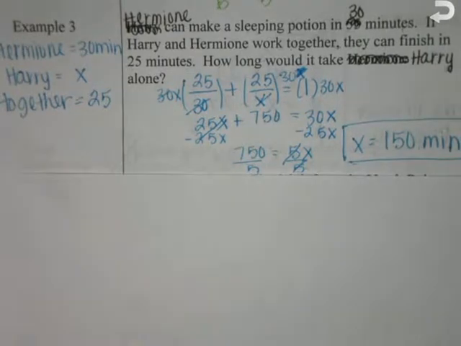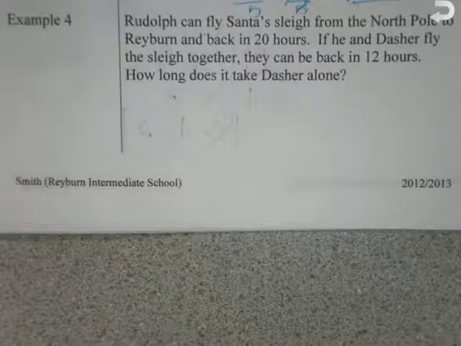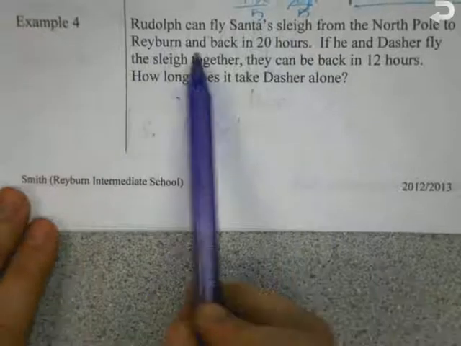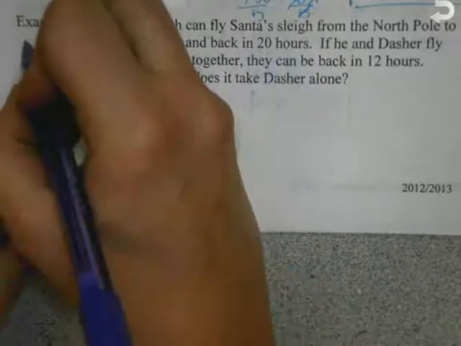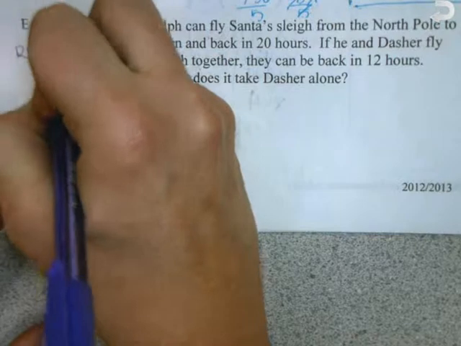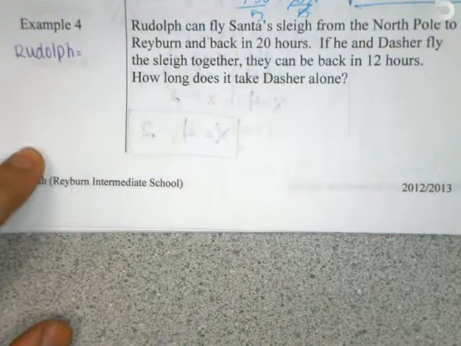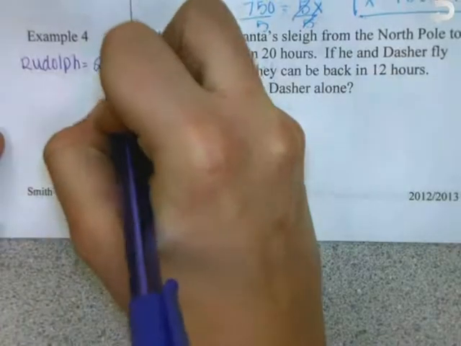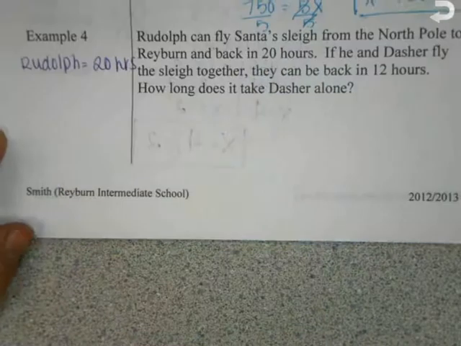Rudolph can fly Santa's sleigh from the North Pole to Rayburn and back in 20 hours. That's a lot. That's like half the day right there. You guys don't understand, it's a word problem. So Rudolph is 20 hours, not minutes, hours. If he and Dasher fly the sleigh together, they can be back in 12 hours. How long does it take Dasher alone?